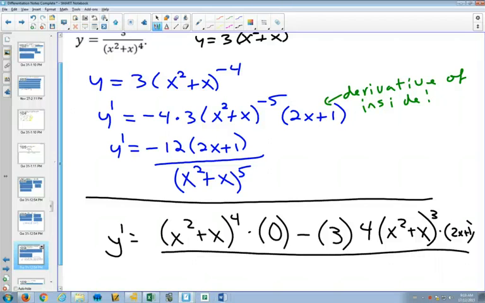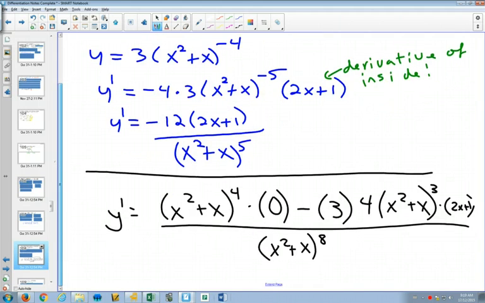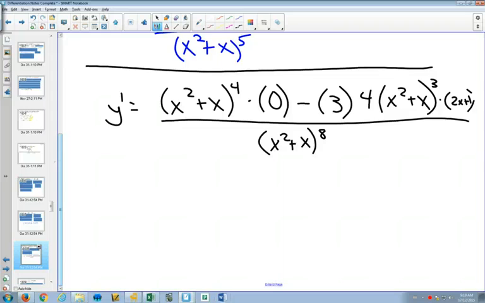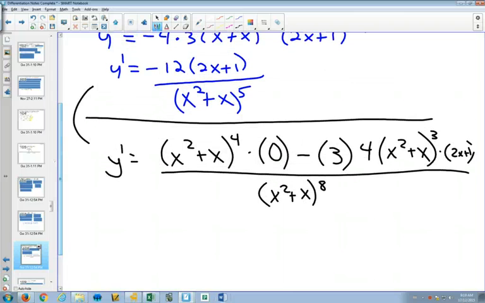All over, quotient rule says take whatever you have on the bottom, which was x squared plus x to the 4, and square it, which will give us x squared plus x to the 8. Now I'm going to argue that these two answers are the same. I mean, if you saw them on the streets, you'd probably think they're twins, right? They look so similar. No. Right now, they look really quite different.